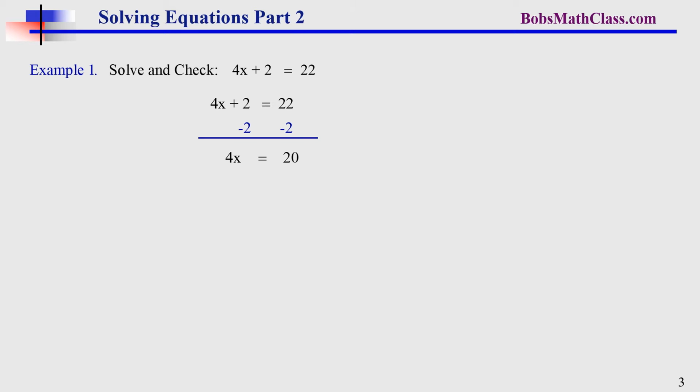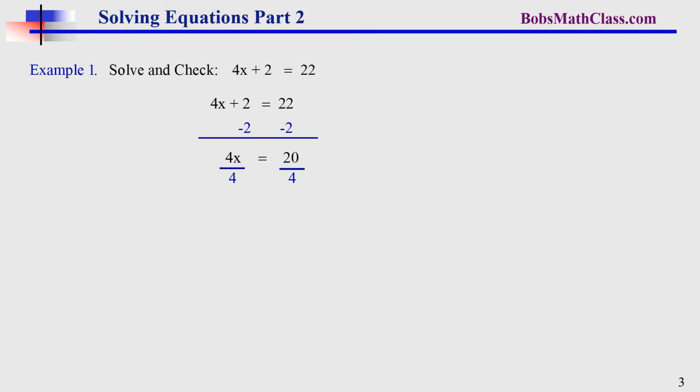Now we need to get rid of the 4. The operation between the 4 and the x is multiplication. There is no dot written, but it is a multiplication problem. So the opposite of multiplication is division. So we're going to use the division property of equality, dividing by 4 on both sides.